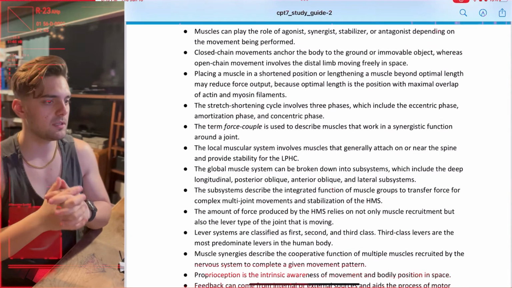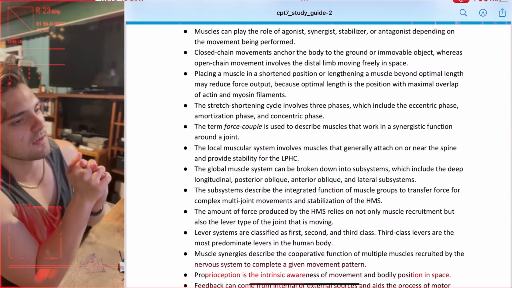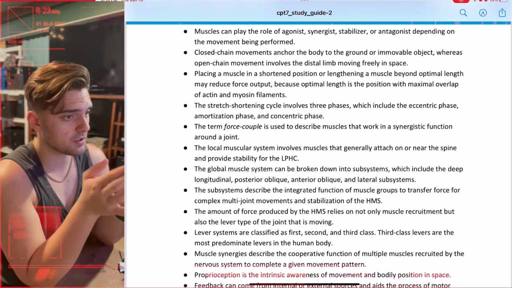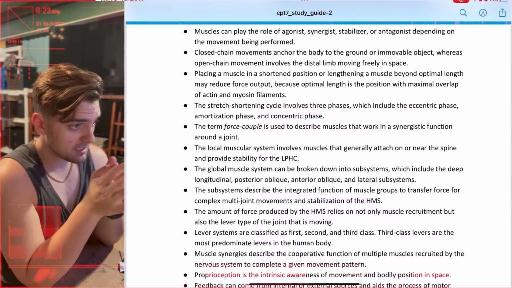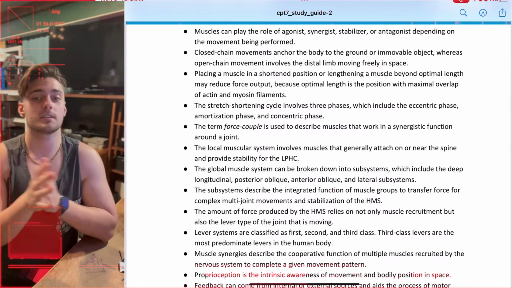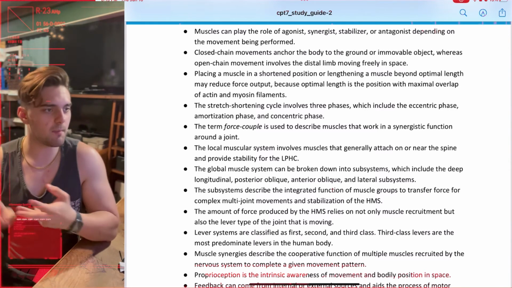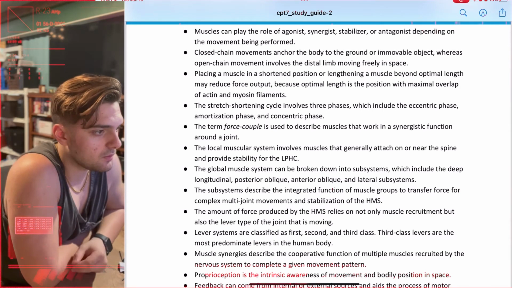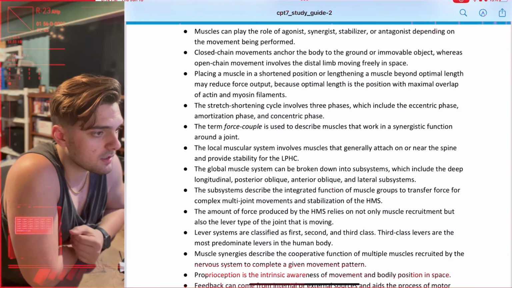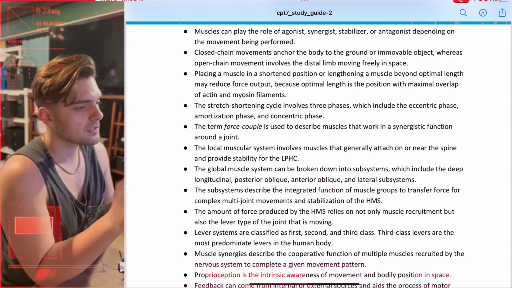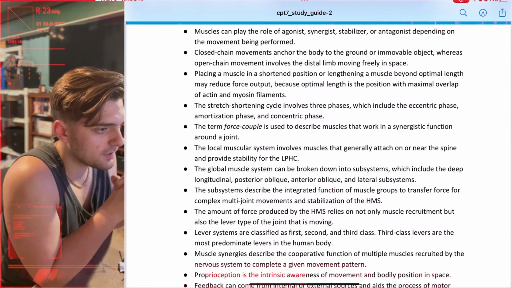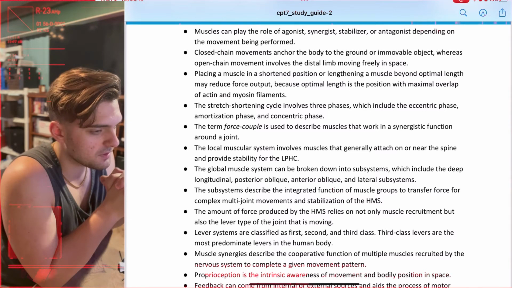The term force couple is used to describe muscles that work in a synergistic function around a joint. The local muscular system involves muscles that generally attach on or near the spine and provide stability for the LPHC. Guys, what does that mean? Lumbo-pelvic-hip complex. The global muscle system can be broken down into subsystems, which include the deep longitudinal, posterior oblique, anterior oblique, and lateral subsystems. The subsystems describe integrated function of muscle groups to transfer force for complex multi-joint movements and stabilization of the human movement system.